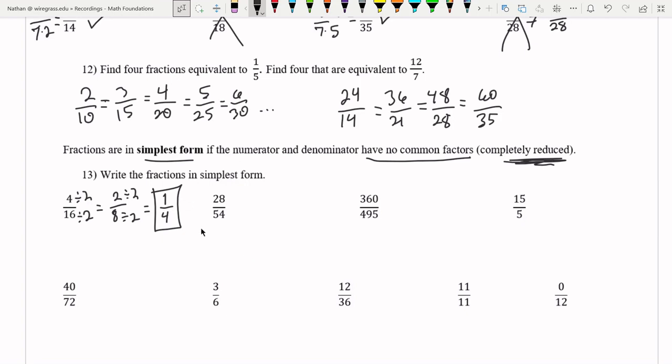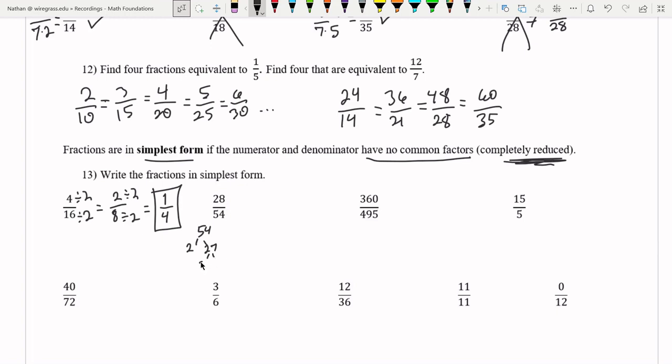Okay, for 28 and 54, we can look at the prime factorization if you wanted to do that. As long as the prime factorization is easy enough, or you know it, this is not a bad way of going. 54 is, let's see, it's even, so it's going to be 2 and 27.